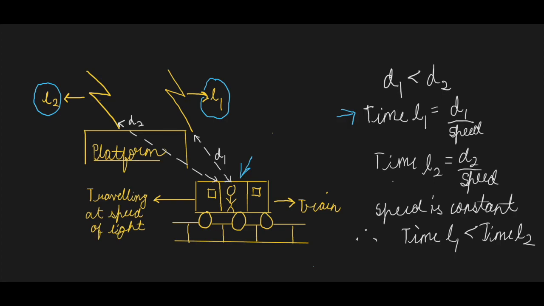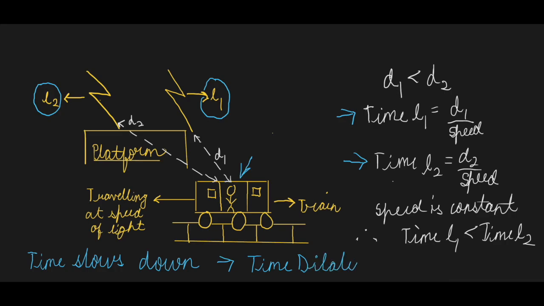The light from the second lightning bolt would only reach the person after the first bolt, which shows that the time is not constant for both people, the one on the train and the one on the platform. Since the speed of light is a constant, there has to be some changes in time to compensate for this discrepancy. Therefore, it can be concluded that time slows down for the person on the train, and this thus gives rise to the special theory of relativity. This phenomenon of time slowing down is known as time dilation.